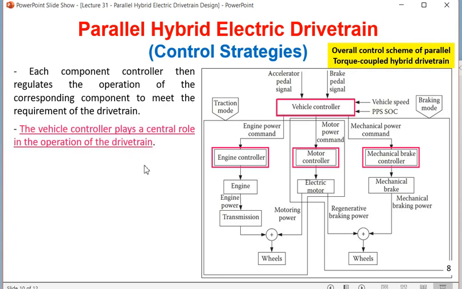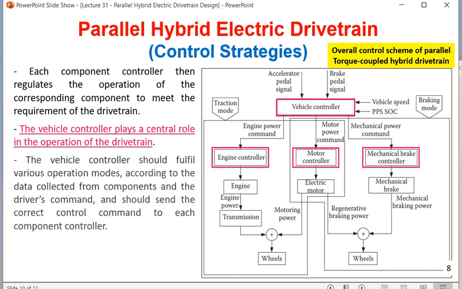Vehicle controller plays a central role in the operation of the drivetrain. Vehicle controller should fulfill various operation modes. We have seen some 8 to 9 operating modes for hybrid. In all those modes, vehicle controller is the main head.